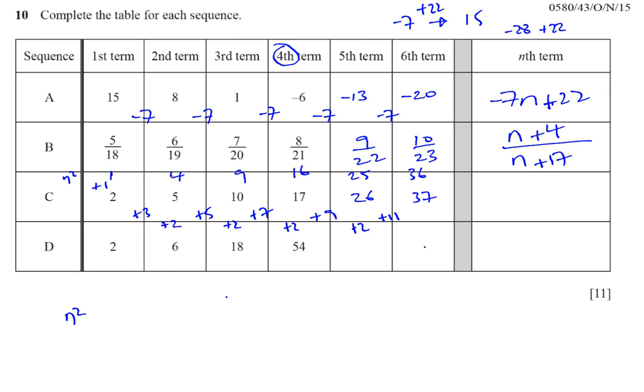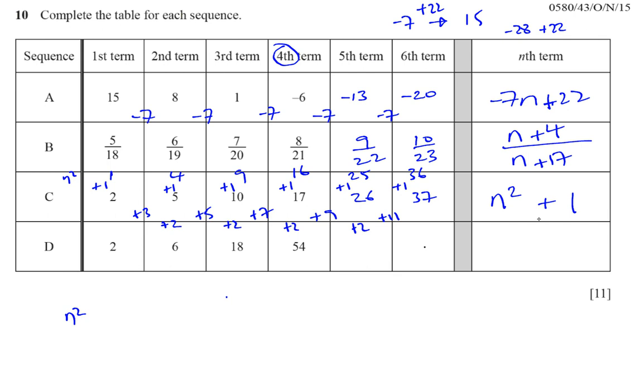I have to add 1 to 9 to give you 10. Add 1 to 16 to give you 17. Add 1 to 25 to give you 26. Add 1 to 36 to give you 37. So you can see the sequence is going to be n squared plus 1. Okay, it's not n plus 1 squared, it's n squared plus 1. You have the squared number, and each of the terms is 1 more than the squared number. So that's sequence C.